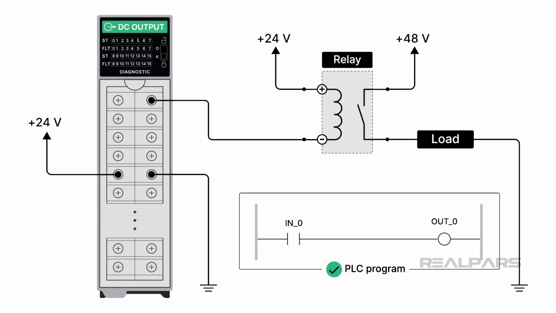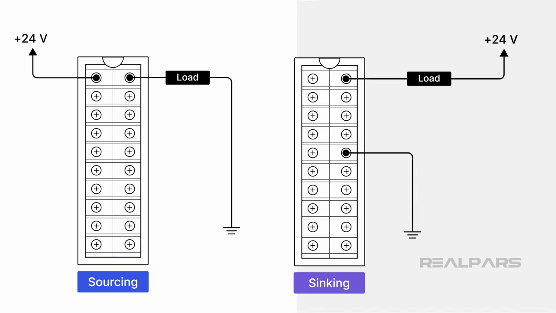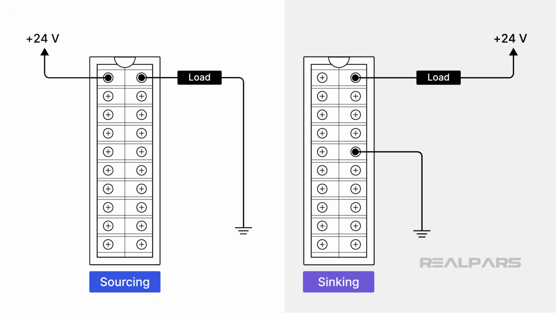PLC system troubleshooting should begin by investigating the field devices and I/O modules, not the PLC program. 70 to 80% of faults originate with field devices and associated wiring, power supplies, and other related hardware. PLC program faults are rare unless someone has been making changes. In this video, we'll explain the characteristics of sinking and sourcing PLC outputs so you can effectively troubleshoot and identify the source of the fault.